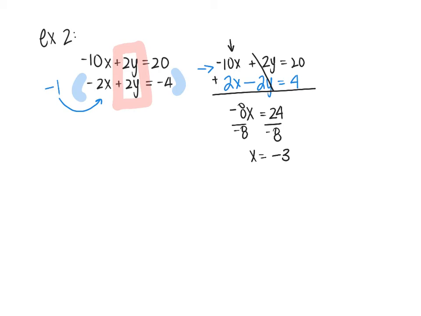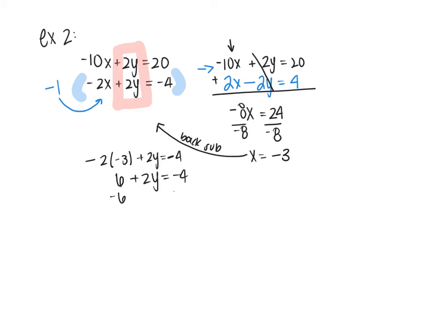Now my y comes from when I plug x into either of those equations. I'm going to plug it into the bottom one because the numbers are a little bit smaller. So I'm going to take x and I'm going to back sub. So I'll have negative 2x, but x is negative 3, plus 2y equals negative 4. Now it's just a matter of solving. I have 6 plus 2y equals negative 4. Now I'm just solving.